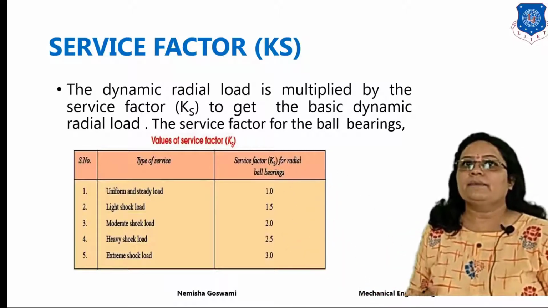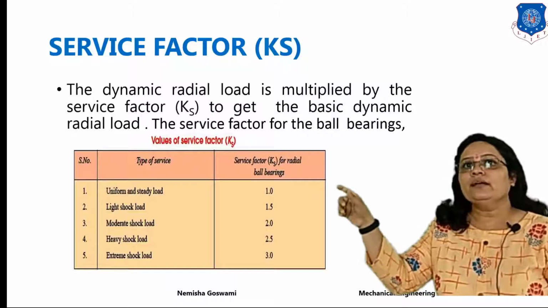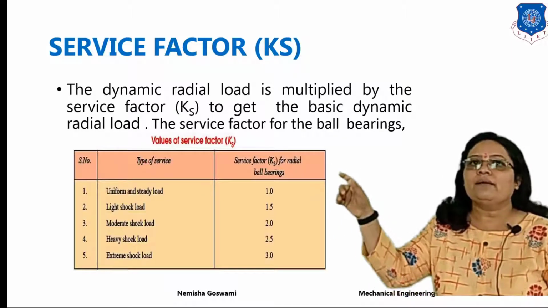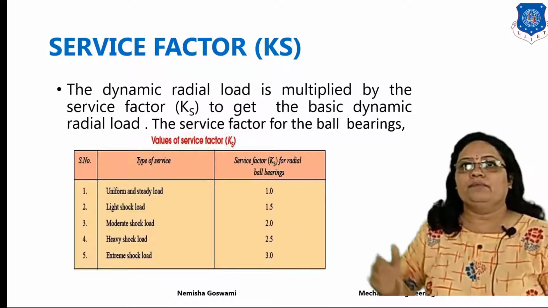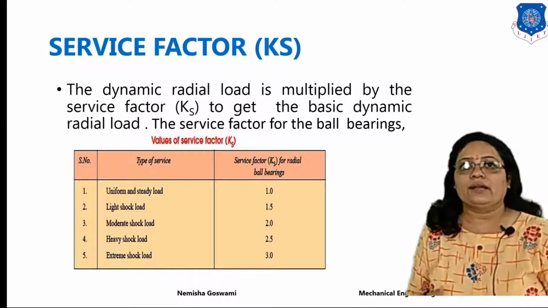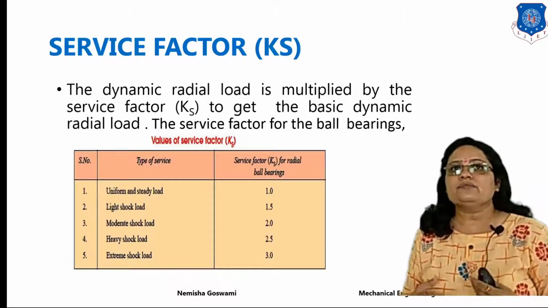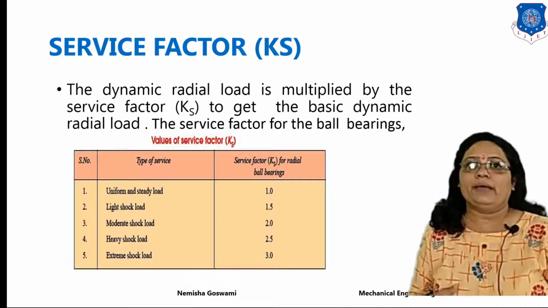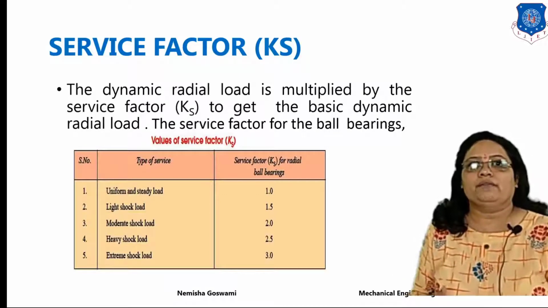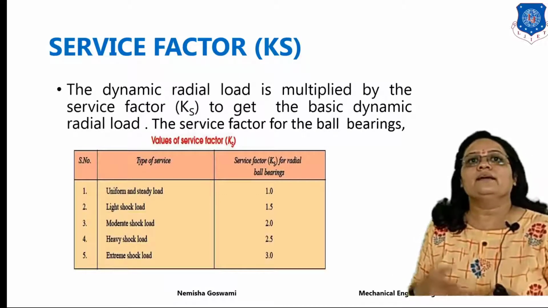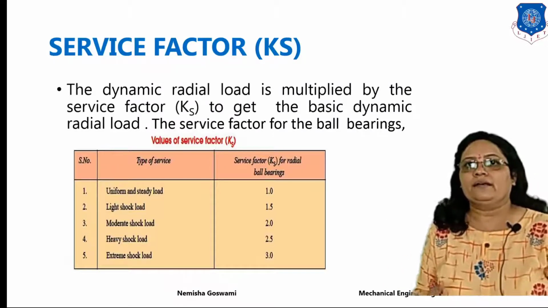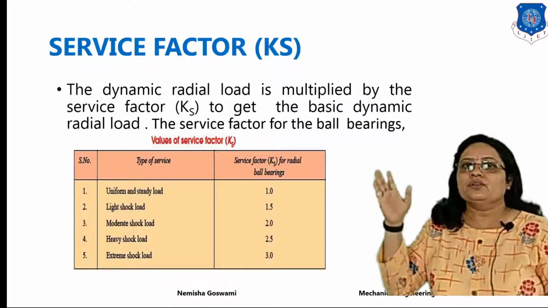For example, if the type of service is uniform, the load is applied uniformly, a steady load. Okay, so service factor is considered equal to 1. And one important thing: if service factor is not given in your numerical, sometimes it may be given, sometimes it may not be given, right? So you can take service factor Ks equal to 1, right? If not given. If given, you have to multiply.